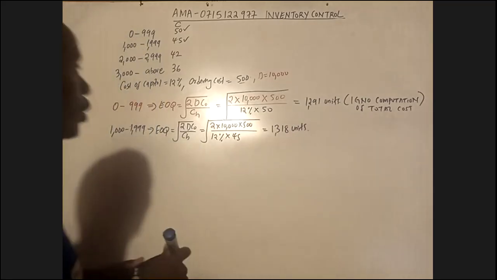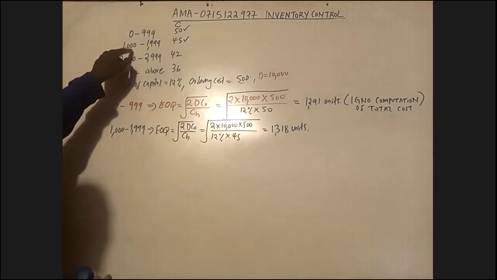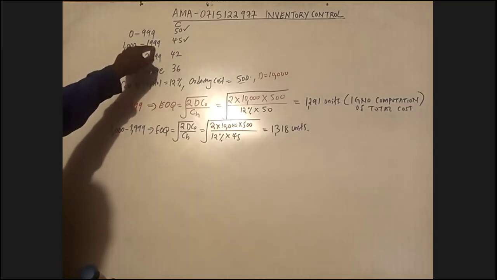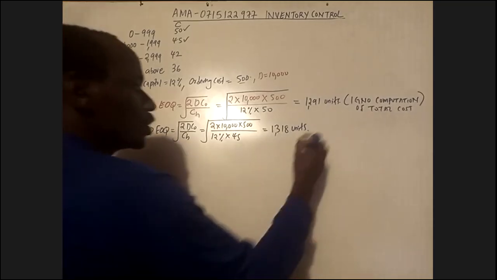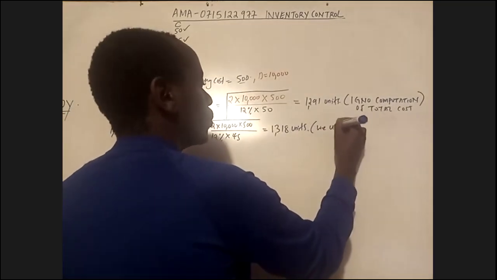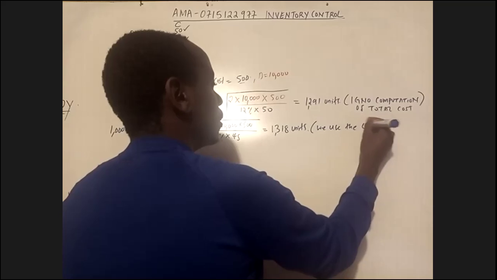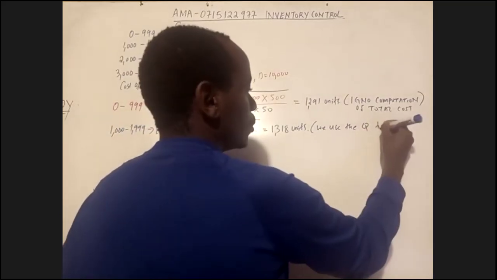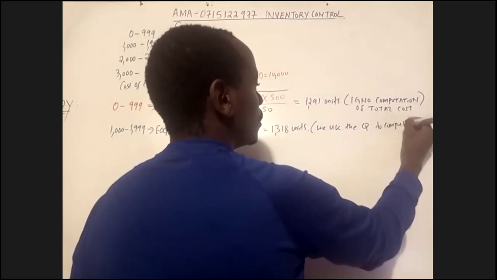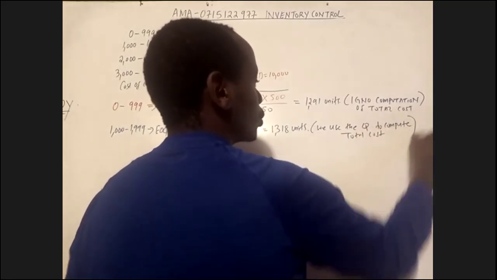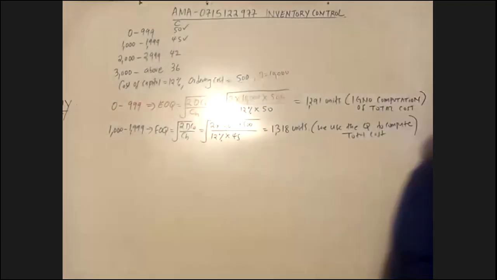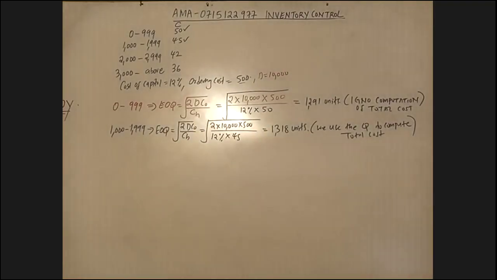Now, where does it range? It is within our range, between 1,000 and 1,999. So we use it to compute the cost. We use our Q, our EOQ, to compute our total cost.